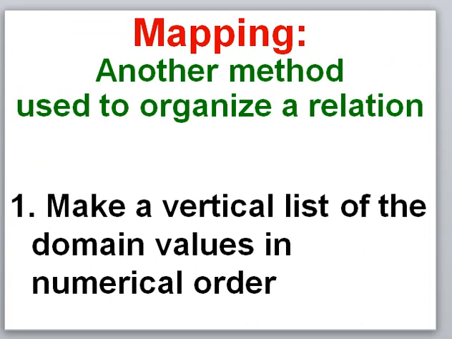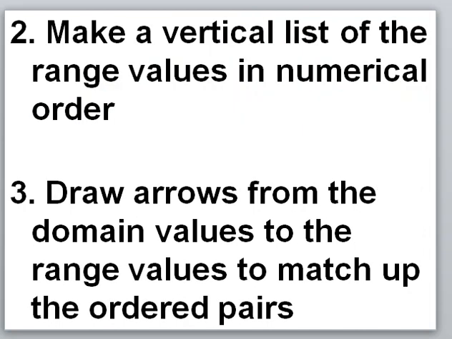Last word today will be mapping, and we are going to use the mapping technique to organize the relations that are listed. There's different things that you can do to map something. One of them is just make a vertical list of the domain values in numerical order. So we'll just look at all the x values and put them in order from least to greatest. Then we'll make another vertical list of the range values in numerical order from least to greatest. And then we'll draw arrows that match up the x and the y value.